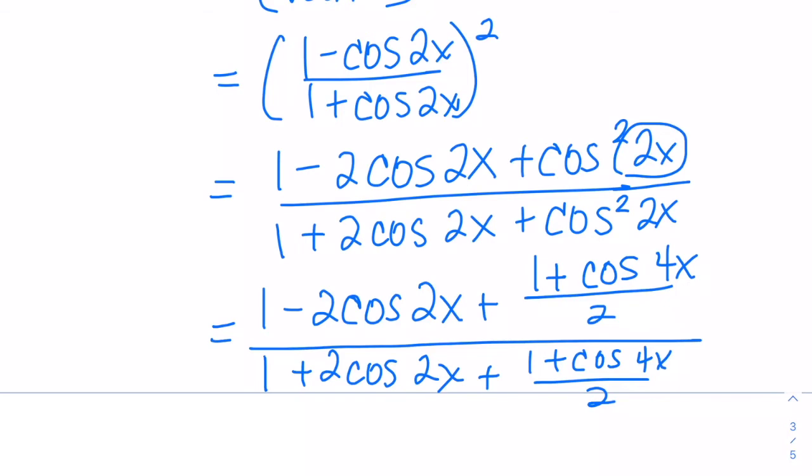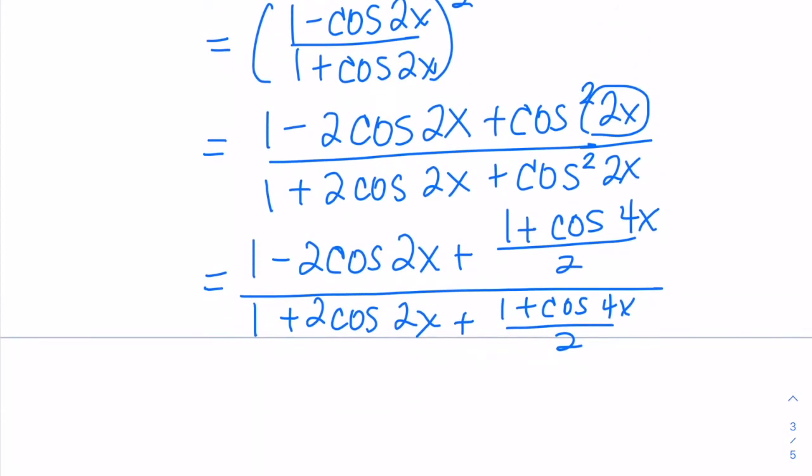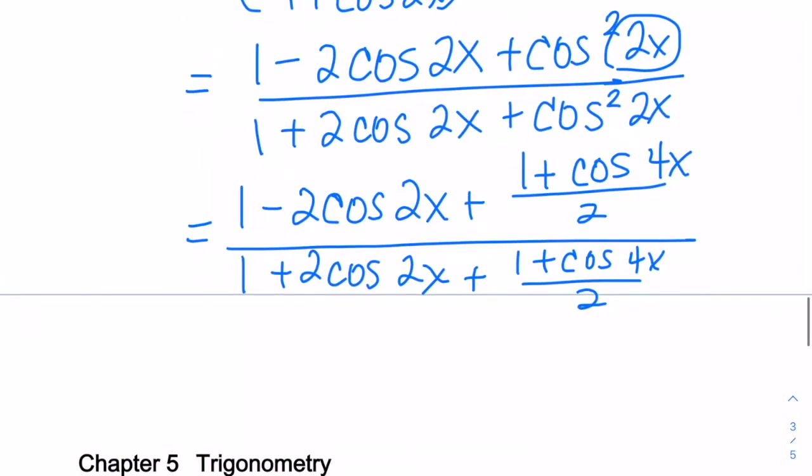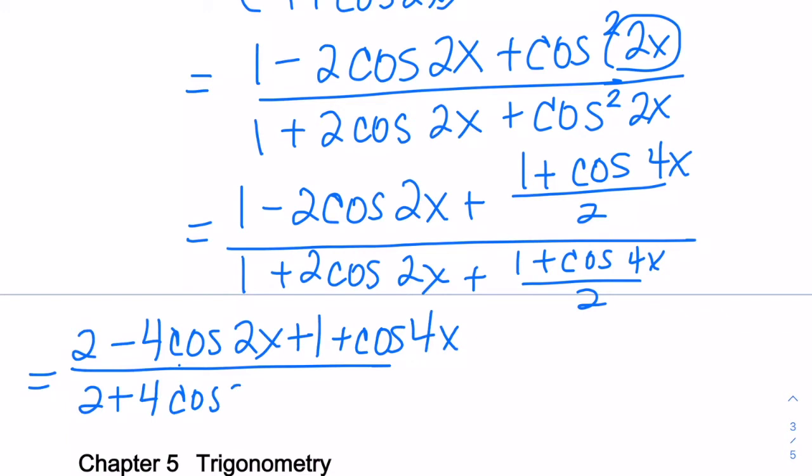All right, when we find a common denominator, we're going to multiply everything by 2 here. So essentially it's going to become, and I'm going to write it right here so I have some room, 2 minus 4 cosine of 2x, plus 1 plus cosine of 4x. And then on the bottom we'll have 2 plus 4 cosine 2x plus 1 plus cosine of 4x.